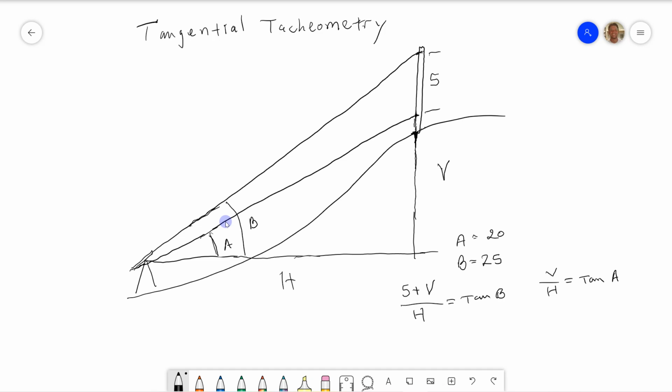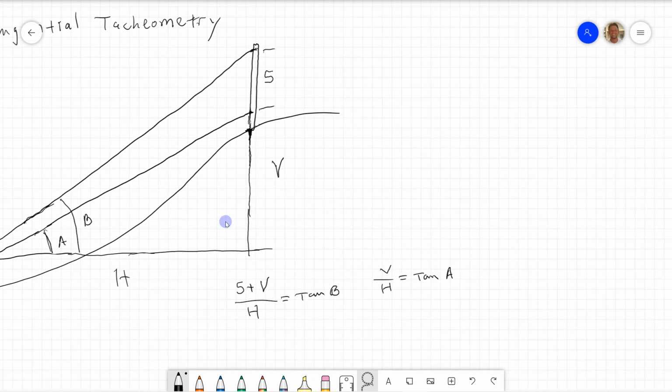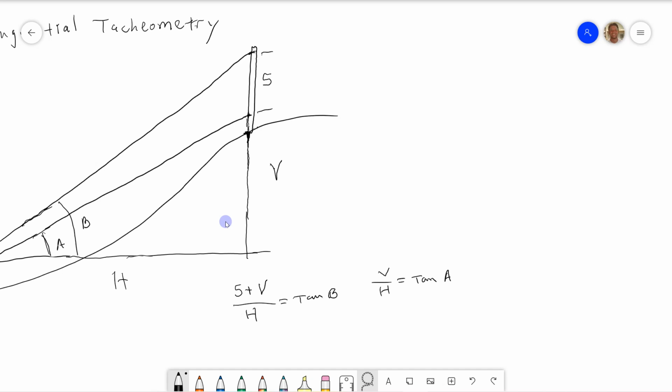Alright, so I don't know if I can move this stuff up here. No, it doesn't look like it. So let's just move over. What we have here is V and H, which are two unknowns. We have angle B, we call that 25, and angle A is 20. But what we will do, sort of like if you ever derived the law of cosines, is solve each for H.